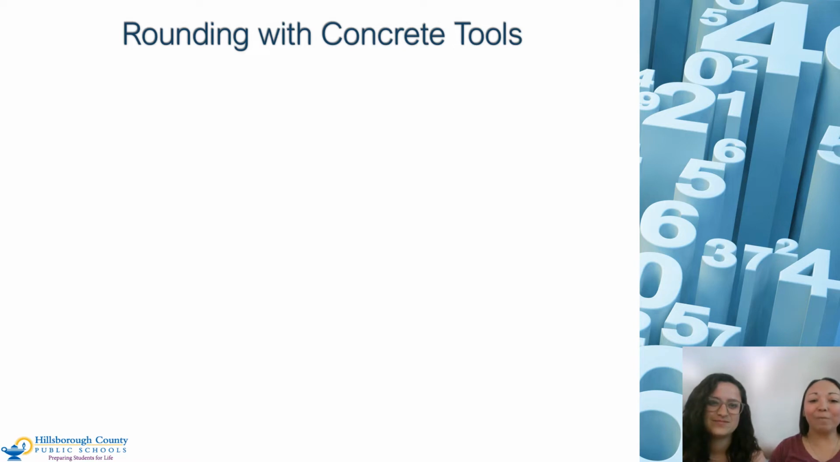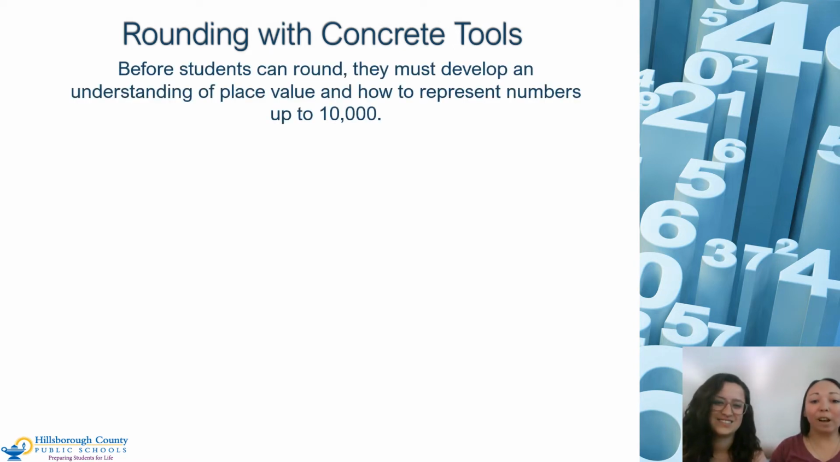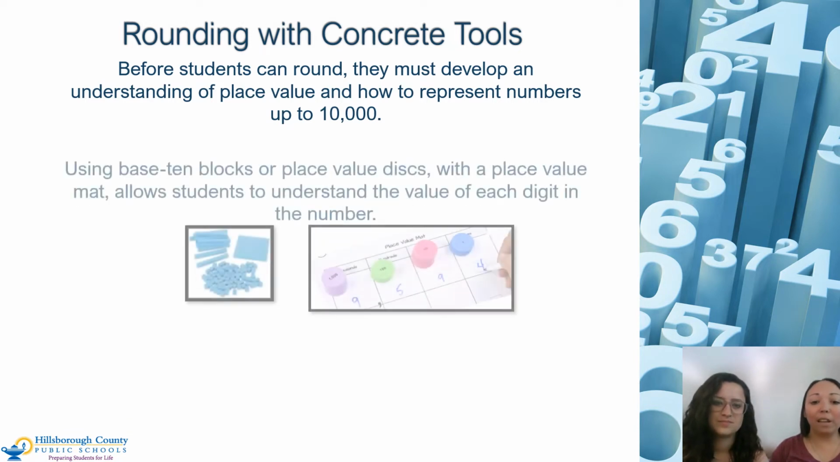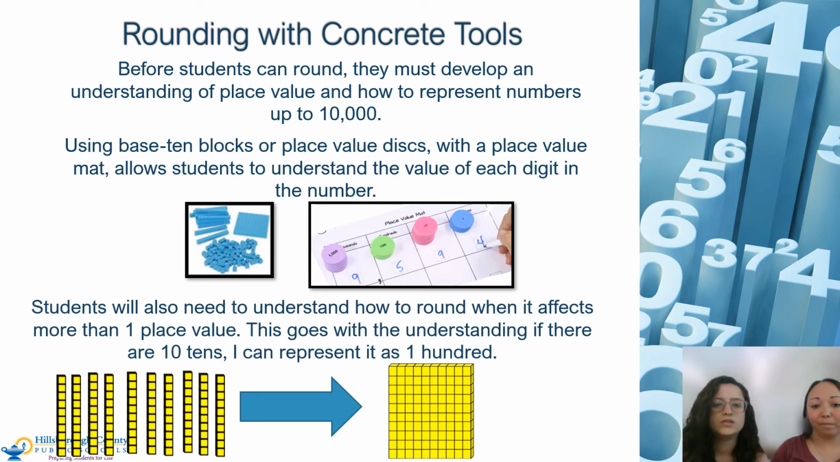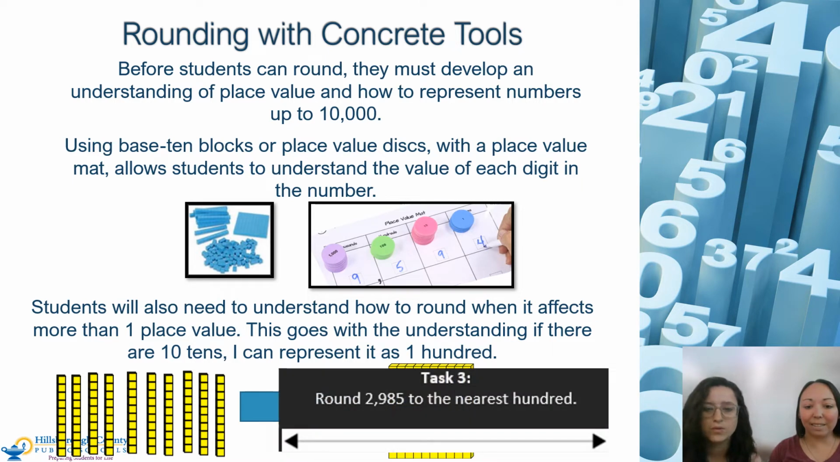To begin with, students can round using concrete tools. Students can get an understanding for the value of each number. They can use base 10 blocks and also place value discs. As the numbers get larger, we can transition from those base 10 blocks to the place value discs to understand the value of each digit. So as students are working with these concrete tools, they also need to understand that if I have 10 tens, I can represent it as 100. And this is going to be really important when students have to round numbers and it affects more than one place value. Task number 3 was an example where it changed multiple place values, so students really need to have a strong understanding of all the values of the digits before they can do a rounding problem like this.